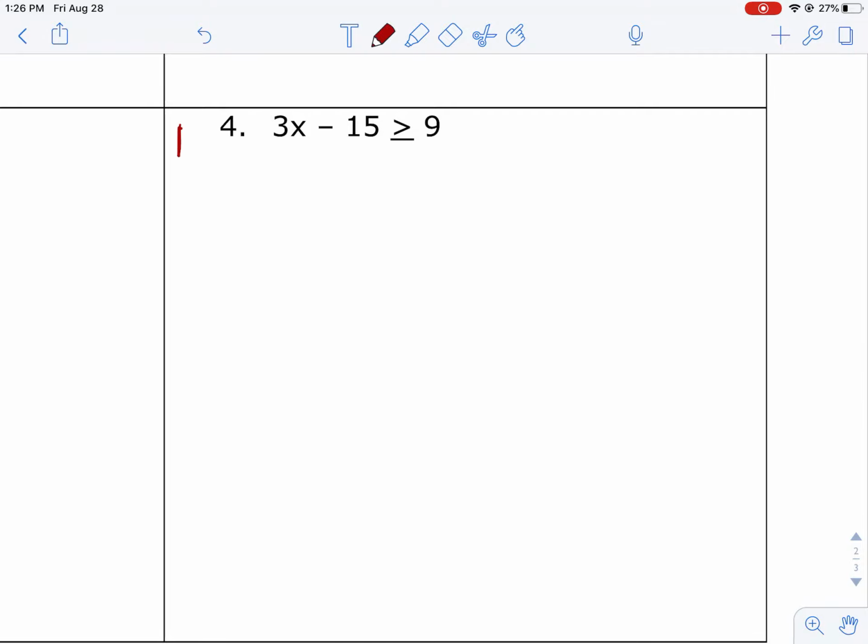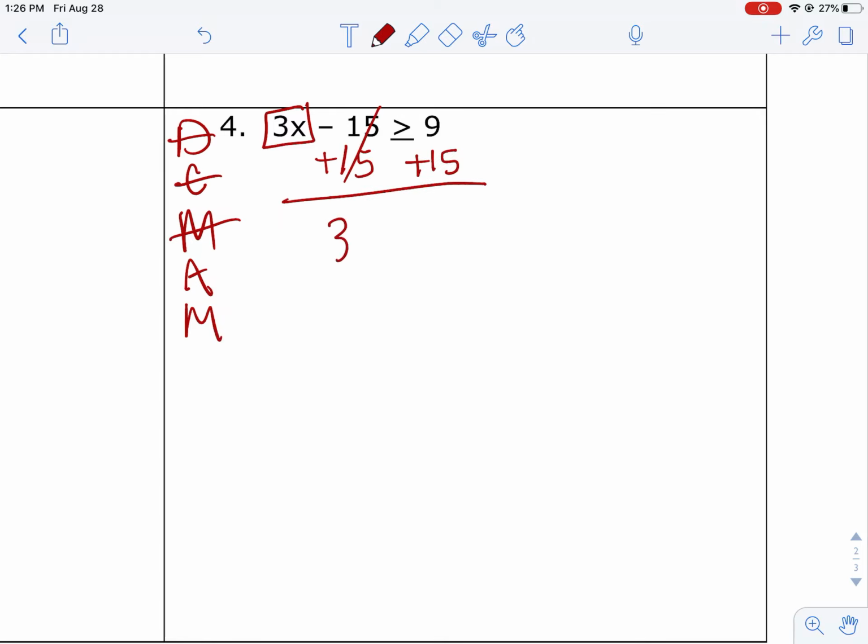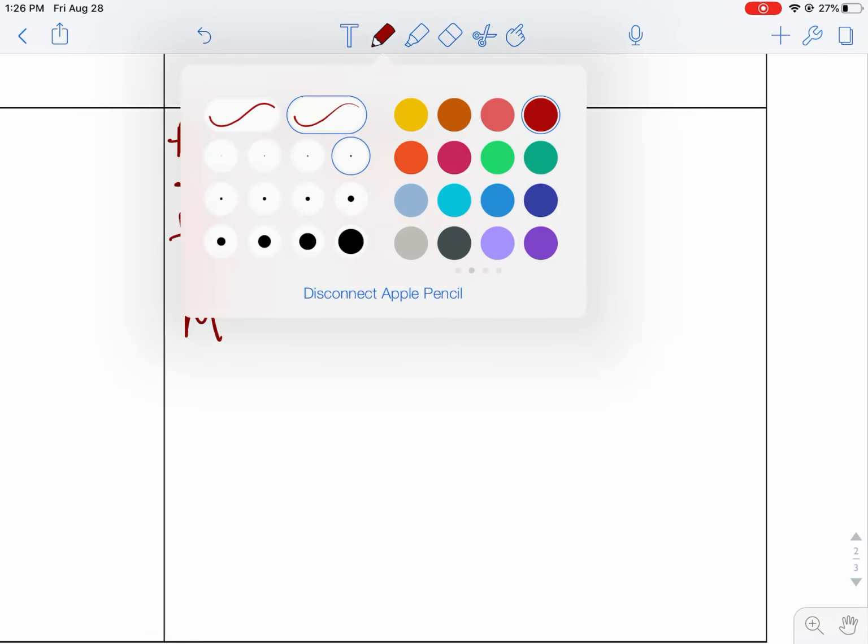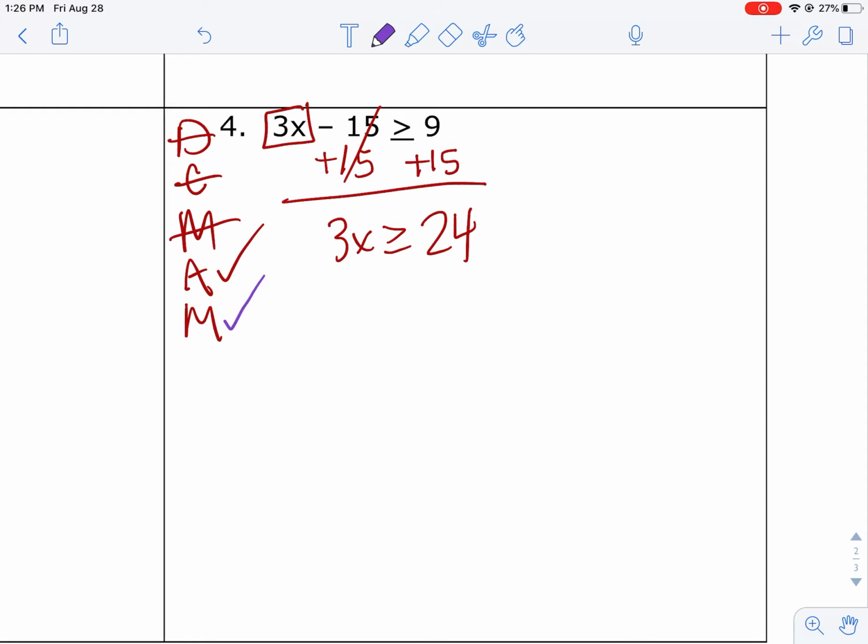And for the last one, again, Don't Call Me After Midnight to solve. No parentheses to distribute. No repeated letters or numbers. No x's on both sides. I do see a minus sign, so to move it, I will add 15 to both sides. And then I will finish by dividing both sides by 3, so x is greater than or equal to 8.